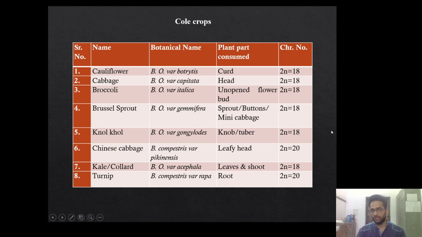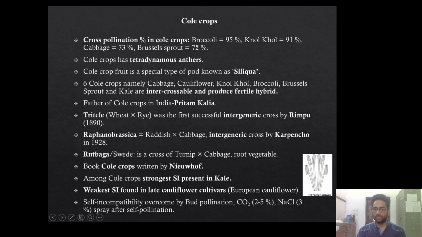Cross pollination in cole crops. The highest cross pollination among the cole crops is in broccoli, which is 95%. Remember this. In cole crops, the anther is tetradynamous, meaning there are 6 anthers, out of that 2 are small and 4 are long. And the cole crop's fruit is a special type of pod, which is known as siliqua. Six cole crops, namely cabbage, cauliflower, knol khol, brussels sprout, broccoli and kale, are intercrossable and produce fertile hybrids.